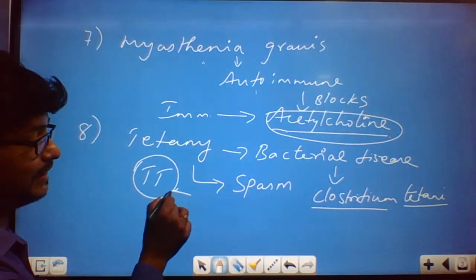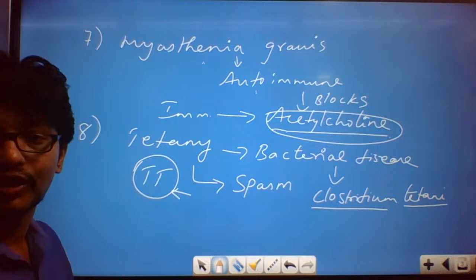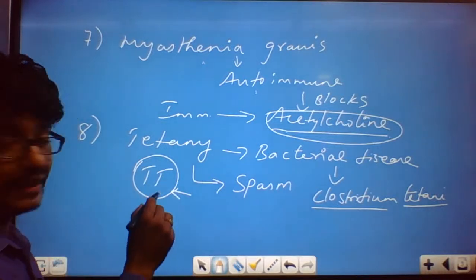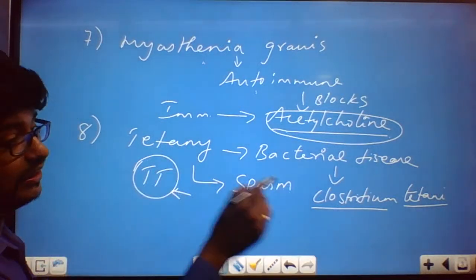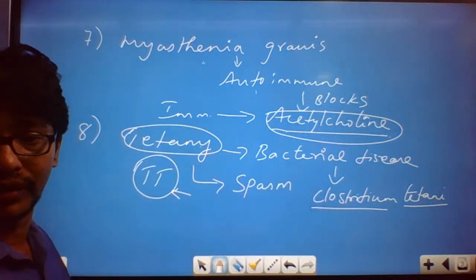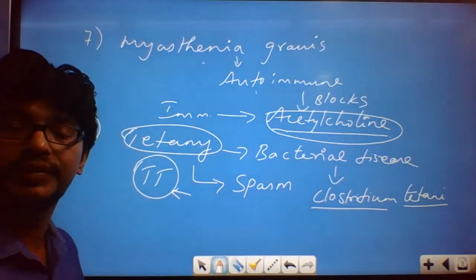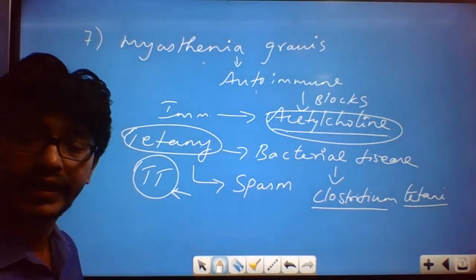TT, what does TT stand for? TT stands for tetanus toxoid. Tetanus toxoid is an injection, which has to be given so that the infection caused by Clostridium tetani can be stopped. What type of immunity does TT give? You would have studied artificial immunity, I mean active and passive immunity.